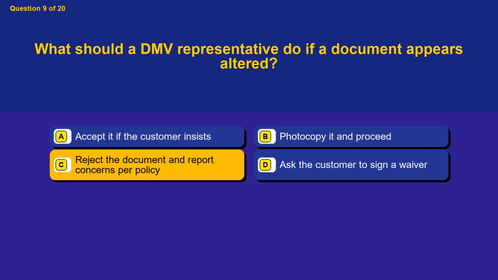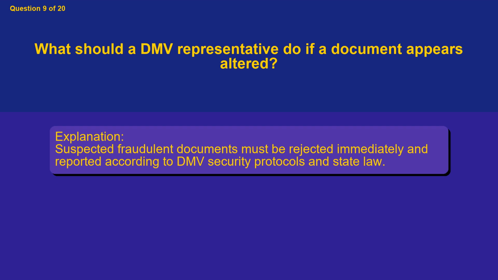The correct answer is option C, reject the document and report concerns per policy. Suspected fraudulent documents must be rejected immediately and reported according to DMV security protocols and state law.